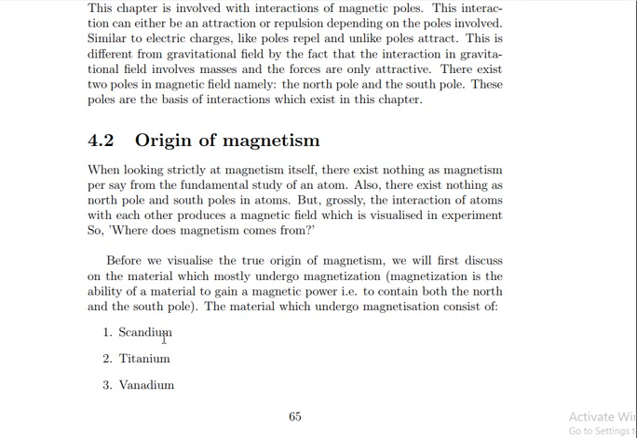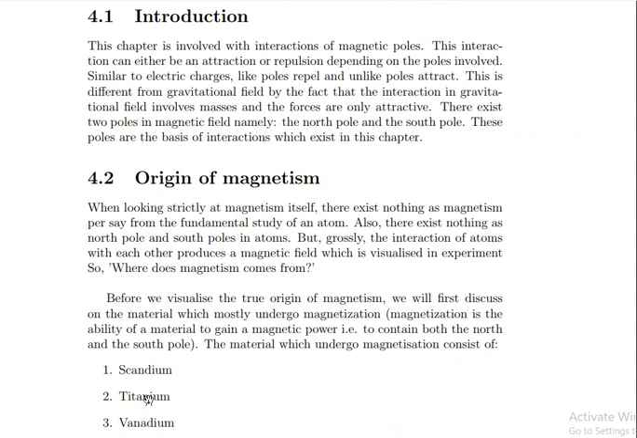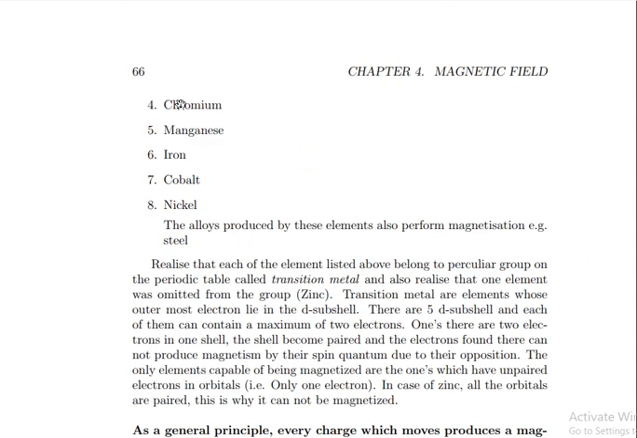Now, these d block elements which can be magnetized consist of scandium, titanium, vanadium, chromium, manganese, iron, cobalt, and nickel. So these are the main ones which can be magnetized. The other one, zinc, is not magnetized. So we have cobalt, nickel, and we have copper at the 9th position. Copper can also be magnetized, but the last one, zinc, is not magnetized.